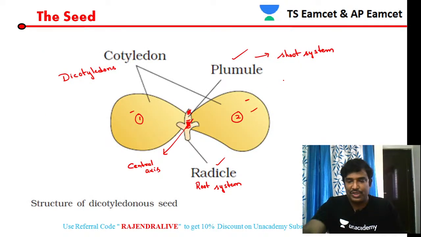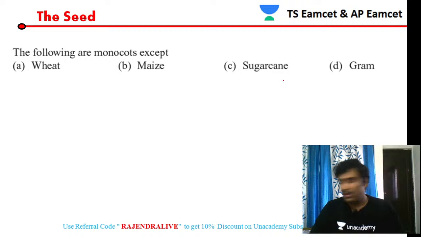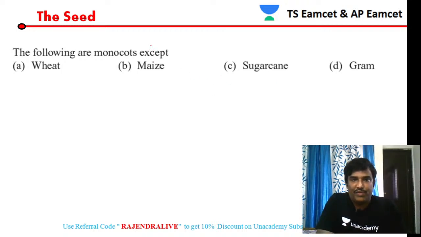So let's move to the next question. What is the next question? The following are monocots, except. That is the question: which of the following are monocots, and except which one is the monocot, that's what it is asking.